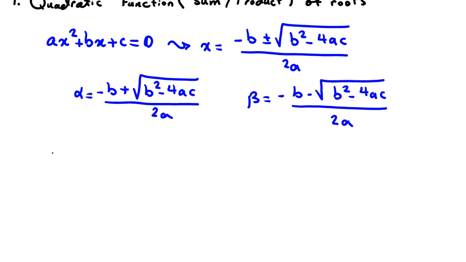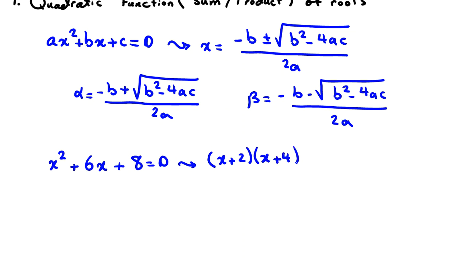Let me give you an example of this. If we have x squared plus 6x plus 8 equal to 0, one way is to factorize: x plus 2, x plus 4 equals 0, and one answer is negative 2, negative 4. But it's not always as easy as this. Sometimes the roots are real numbers with the square root of something. So I'll show you that you can use this quadratic formula in any case. So let's see here.